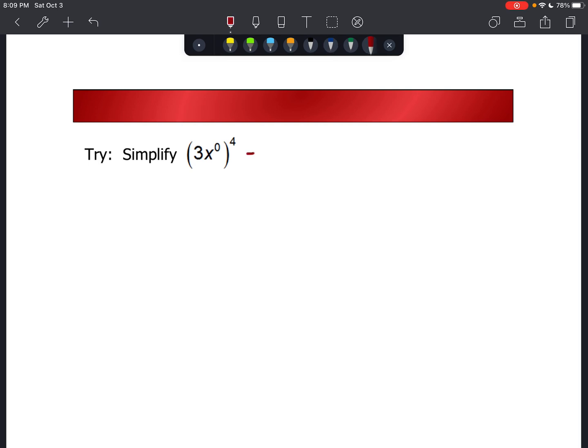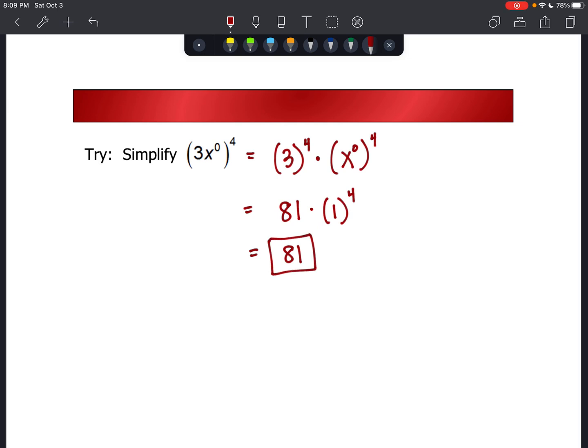Okay, welcome back. I have 3 to the 4th power times x to the 0 to the 4th power. 3 to the 4th power is 81. X to the 0 is 1. And 1 times itself 4 times is just 1. So our answer is 81.